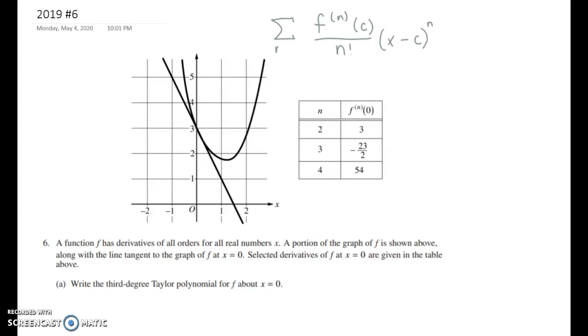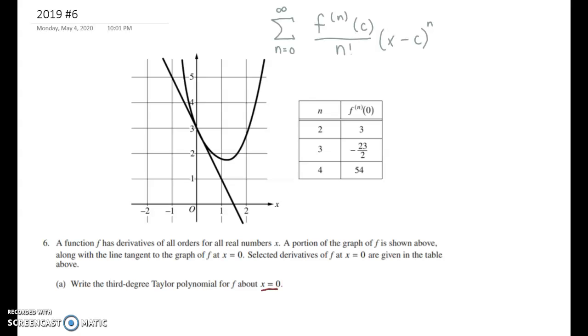And so a Taylor series looks like this. We start at the 0th derivative, so we start at the function itself, and that's the formula for a Taylor polynomial. I fully expect you to have to do a Taylor polynomial on your test for the College Board. Okay, so we're going to write a third-degree Taylor polynomial for f centered at x equals 0.